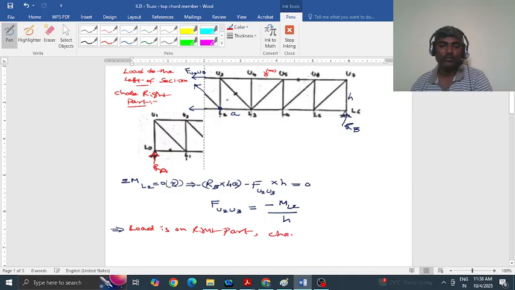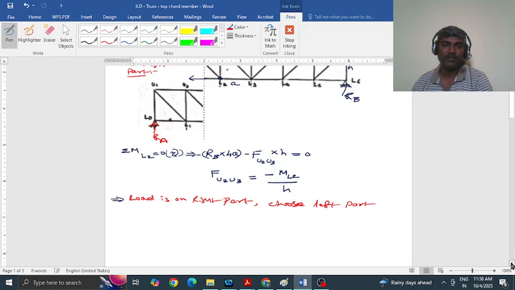So I choose the left part for the analysis. Now the load is on the right part. So I am choosing this part. The forces at this cut section, I always prefer to give the outward direction because of the uniformity. As you see, the forces are assumed as tension.